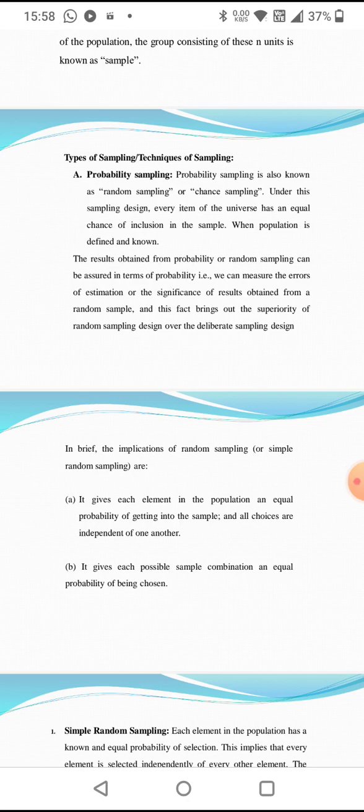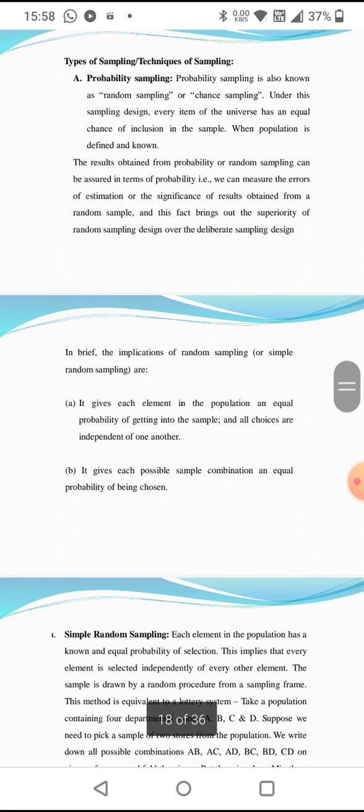The next is the proper definition of probability sampling. It is also known as random sampling. The results obtained from probability or random sampling can be assured in terms of probability. That is, we can measure the errors of estimation or the significance of results obtained from a random sample, and this fact brings out the superiority of random sampling design over the deliberate sampling design.